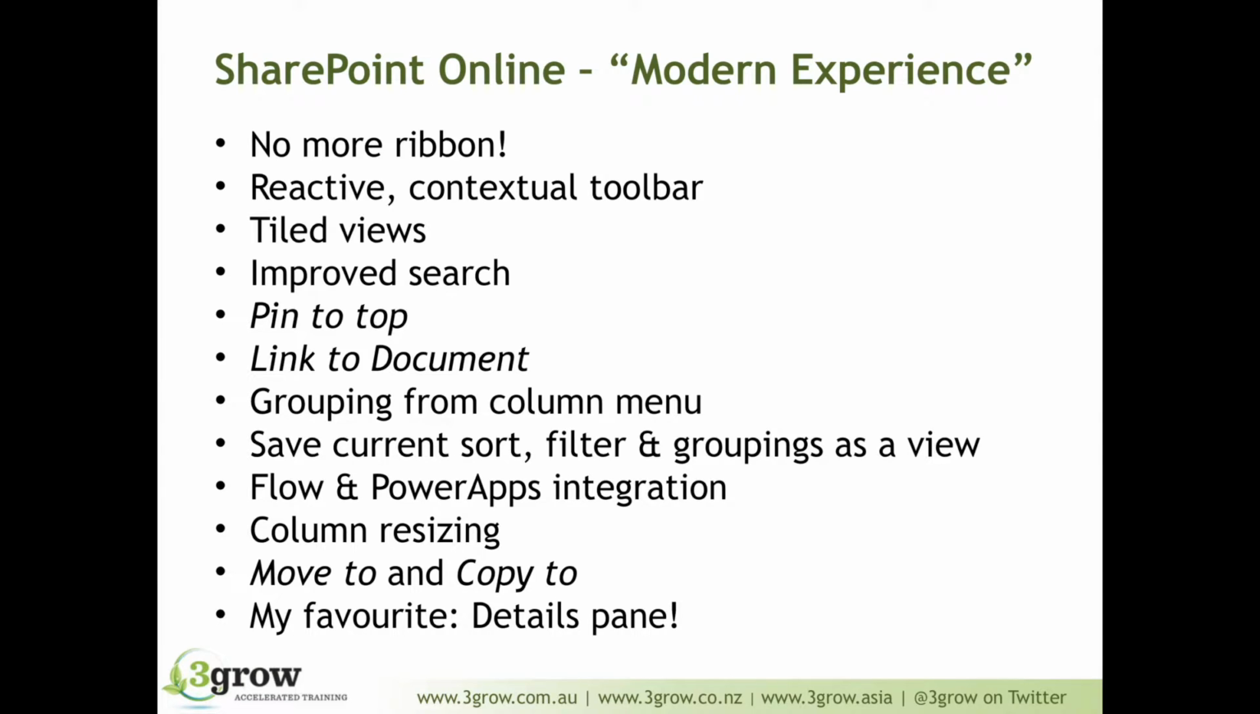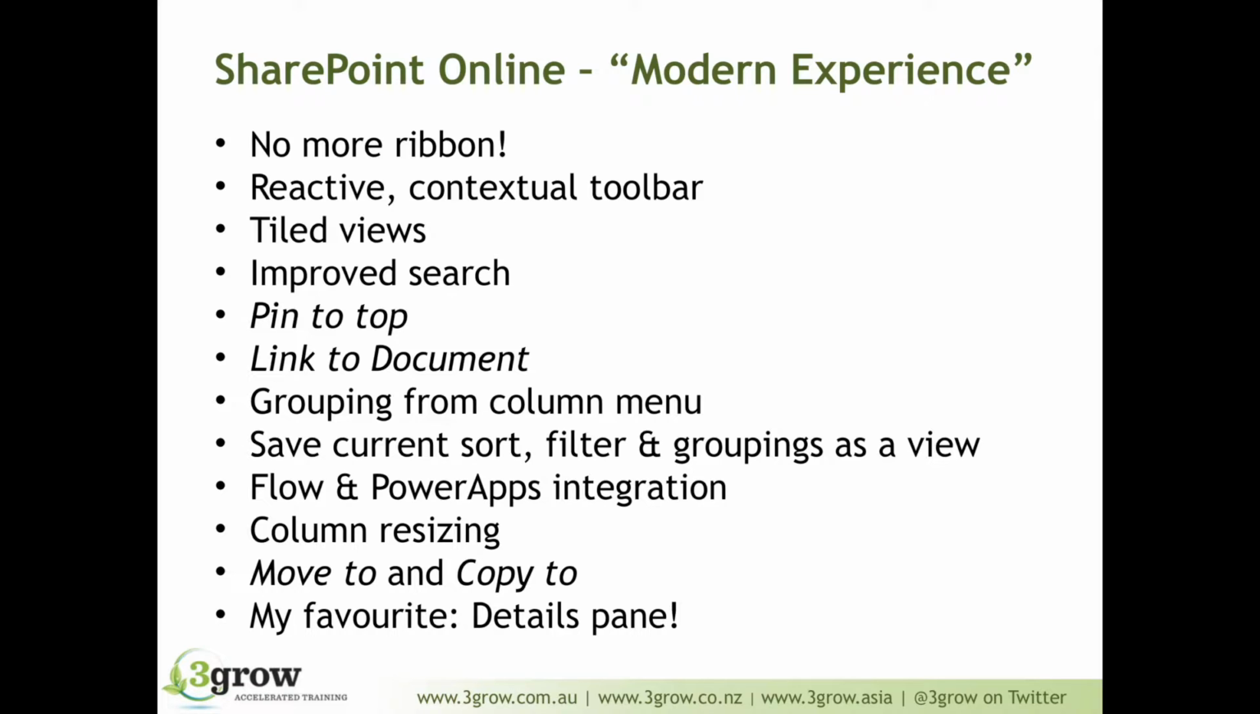So we will have a look at some examples of the list and library interface in just a moment, but just a few things that we're going to be looking out for within that new interface. We'll notice that there is no more ribbon, as I just mentioned. Instead, we have a reactive contextual toolbar.